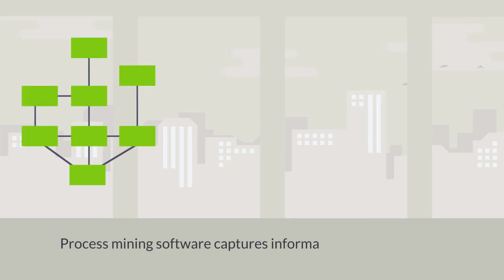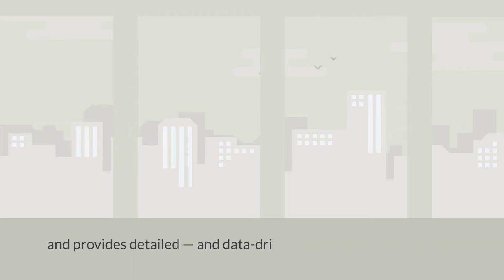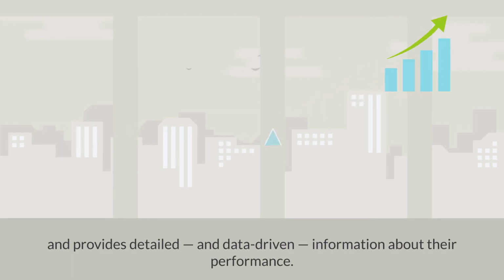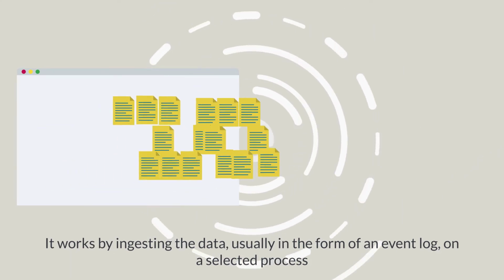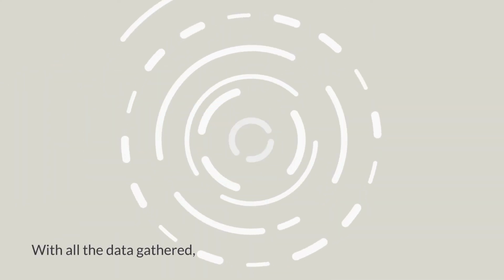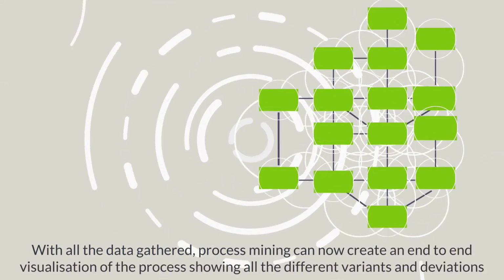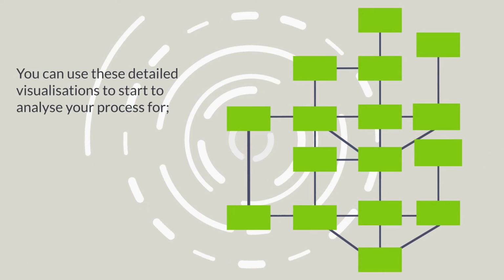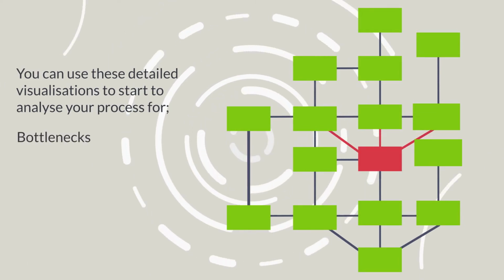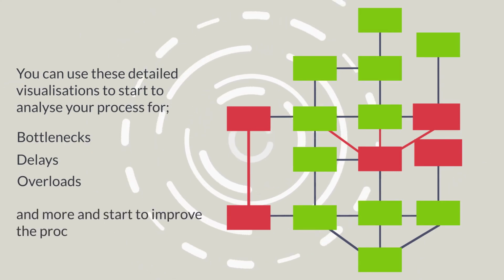Process mining software captures information from enterprise transaction systems and provides detailed and data-driven information about their performance. It works by ingesting the data, usually in the form of an event log, on a selected process. With all the data gathered, process mining can now create an end-to-end visualization of the process, showing all the different variants and deviations. You can use these detailed visualizations to start to analyze your process for bottlenecks, delays, overloads, and more, and start to improve the process.